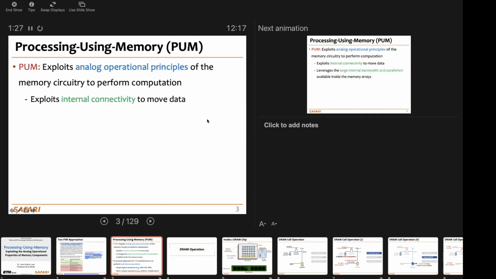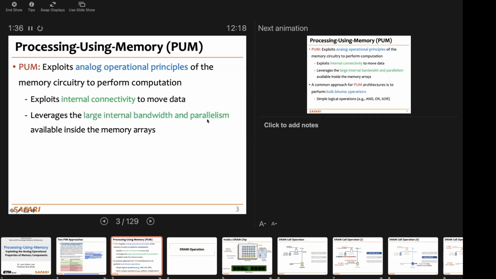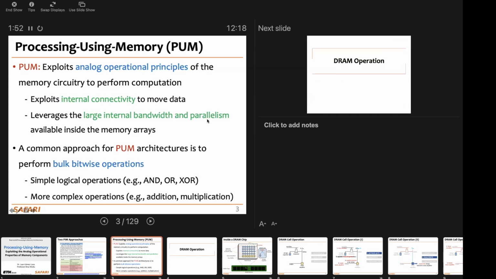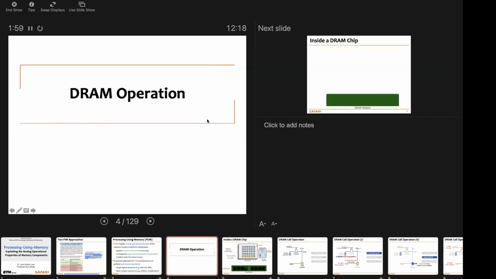Processing using memory exploits the analog operational principles of the memory circuitry to perform computation, exploits the internal connectivity to move data, and can leverage the large internal bandwidth and parallelism that is available inside memory arrays. A common approach for processing using memory operations is to perform bulk bitwise operations like AND, OR, XOR, majority, etc. And by using them, it's also possible to implement some more complex operations such as multiplication or addition.